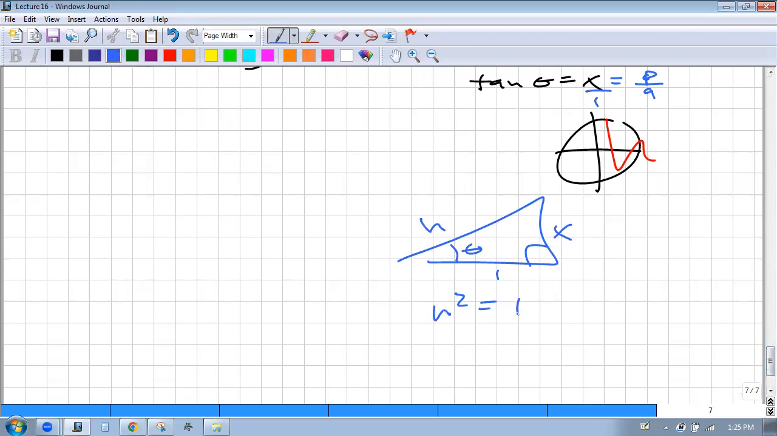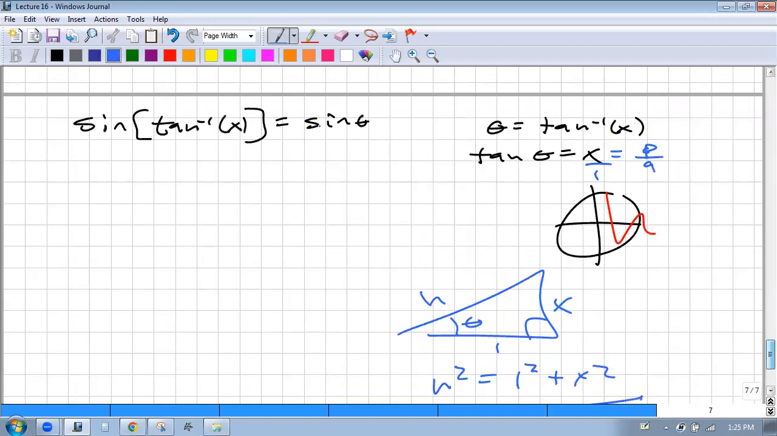Hypotenuse squared is 1 squared plus x squared. So the hypotenuse is either a positive or negative square root of 1 plus x squared. So sine here is opposite over hypotenuse, square root of 1 plus x squared. So how do we resolve the sign here?